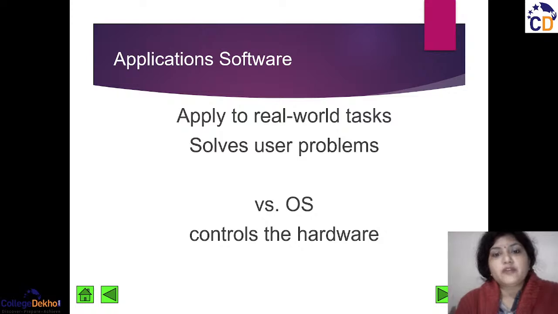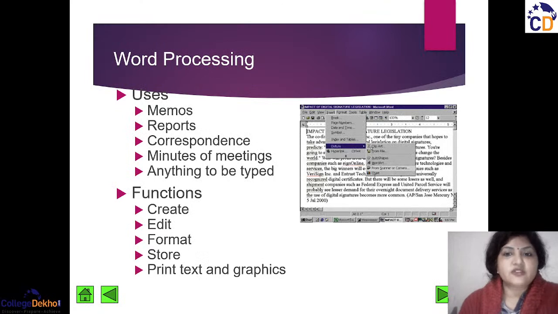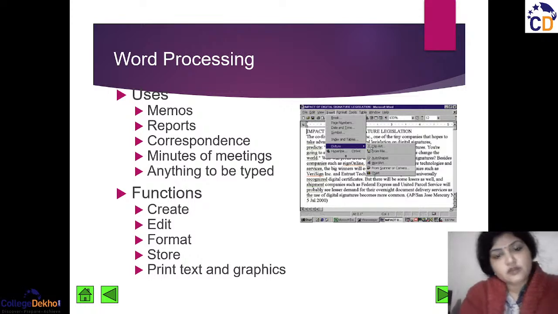I'm going to tell you one by one how to use this application software. The first software that we are going to use is MS Word. Everyone has used a Word file. You have typed something, you have used some data. So what are the uses of this? You may be using a word processing document for creating memos, generating reports, mailing, or typing minutes of the meeting. Anything to be typed can be in Microsoft Word.